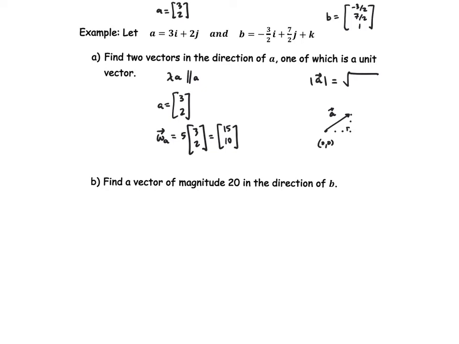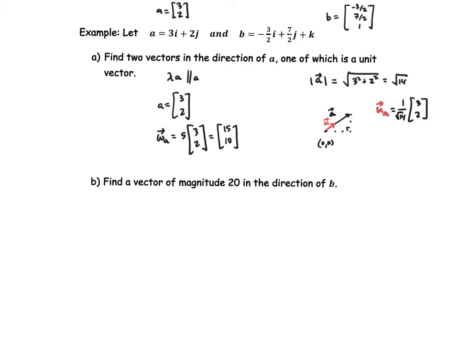Okay, so using the Pythagorean theorem, I would have 3 squared plus 2 squared, which would give me the magnitude of A, which is root 14. Now if I want a unit vector, which I denote as U, in the direction of A, I take A, which is 3, 2, and I multiply it by the reciprocal of its magnitude. If I do that, I'm shortening A down to a length of 1. Okay, so now I've got U sub A.